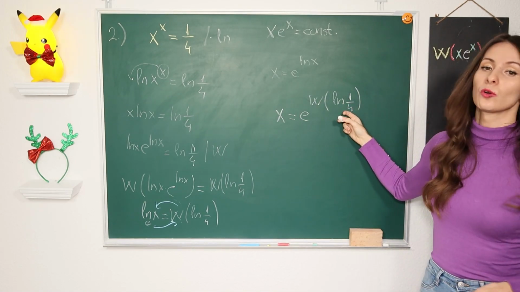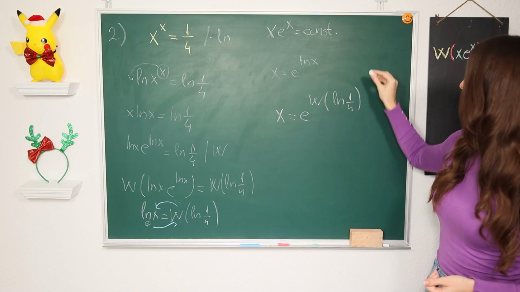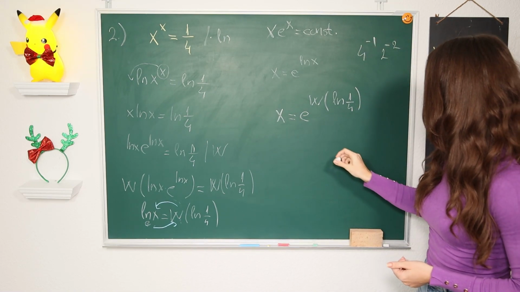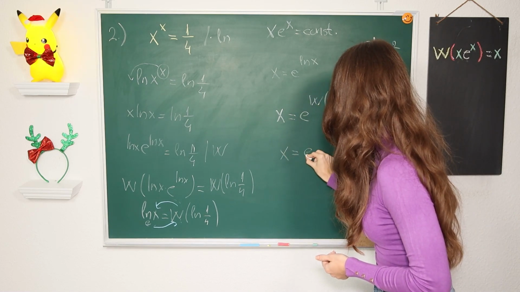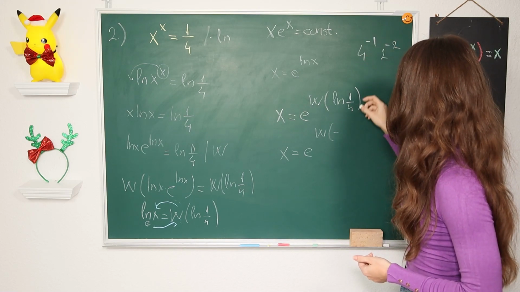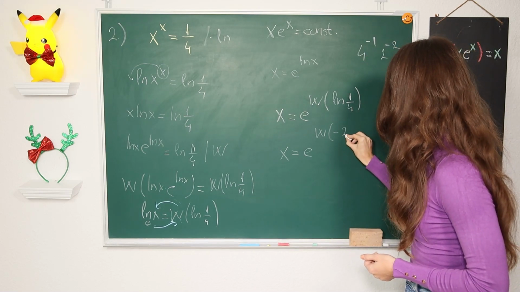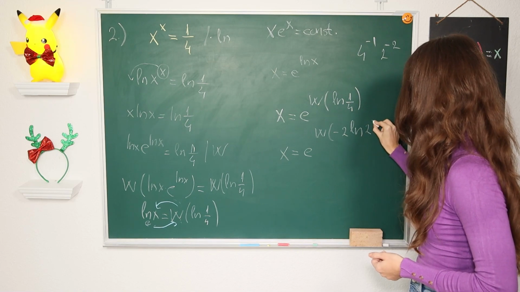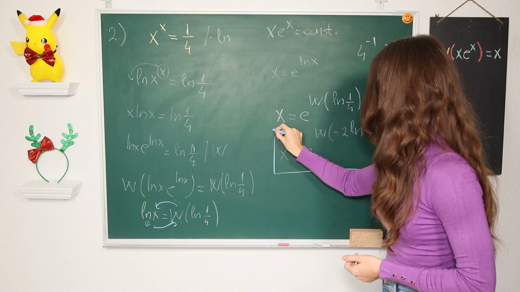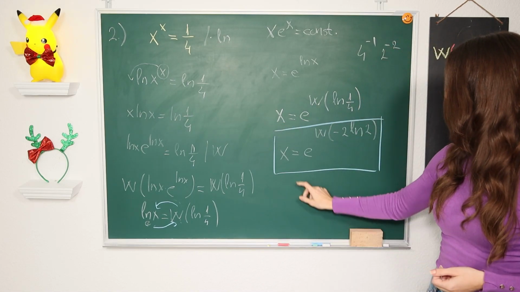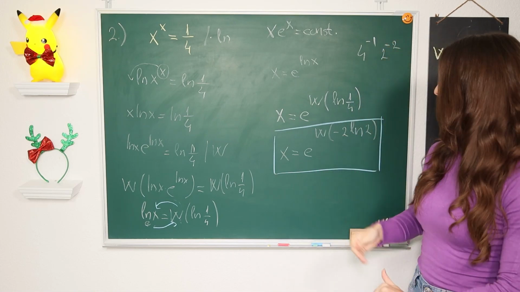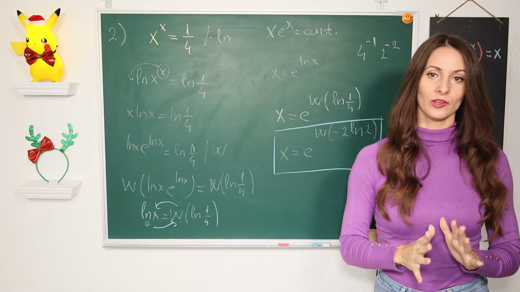What is our 1/4? It's 4 to the minus 1 or 2 to the minus 2. And if we have x equals e to the W of ln of 2 to the minus 2, we will bring this minus 2 in front of the logarithm using the power rule, ln of 2. And we got our x. So x is e to the W of minus 2 ln of 2. Of course, you can find this value using Wolfram Alpha.